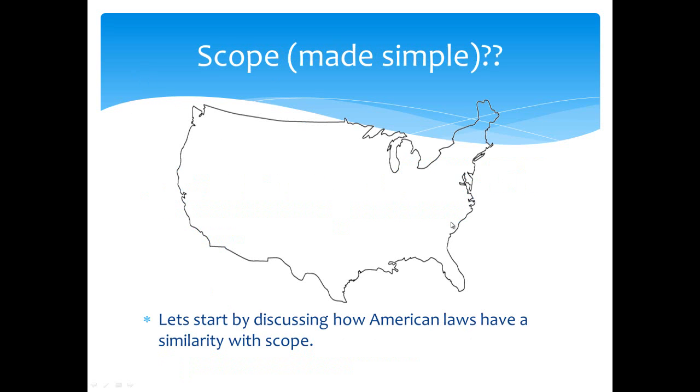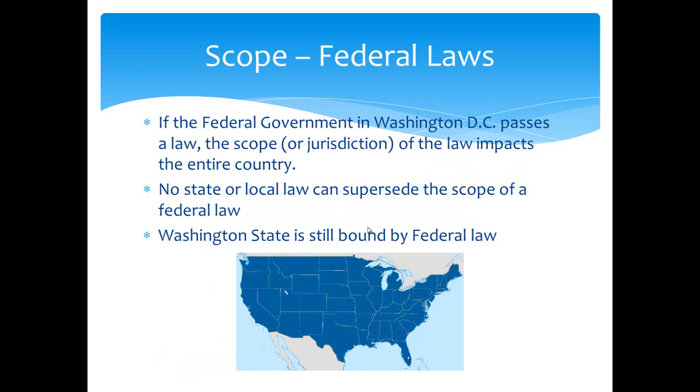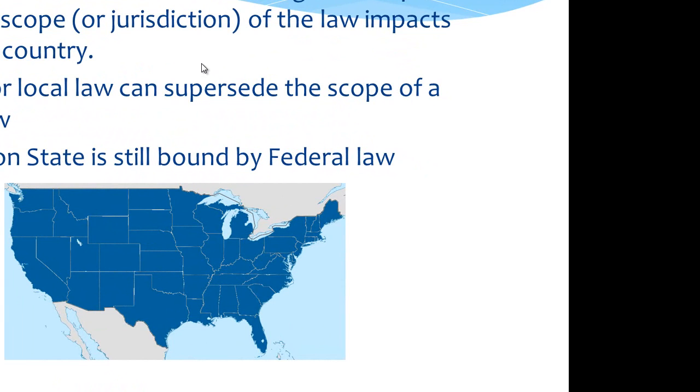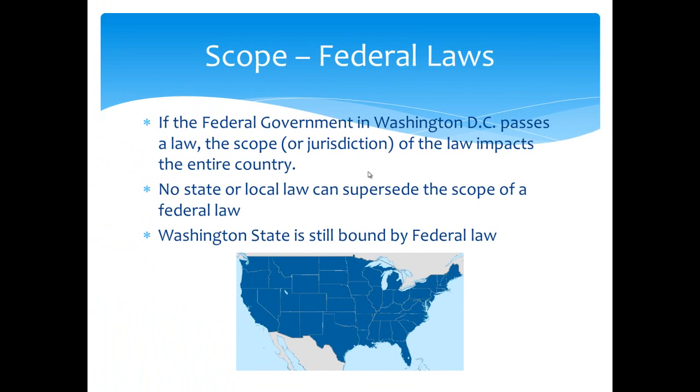So let me give you more examples of scope. Let's put this into perspective, and let's talk about American laws. If a law is passed inside the United States, if the federal government passes a law, we would say that law has a scope or a jurisdiction, if you will, on the entire country, which includes all states and all territories and all property flying the American flag, which would be embassies and such. So it's bound, it's universal. It takes the scope of everybody. So if a federal law is passed in Washington, D.C., Washington State's still bound by that federal law. Okay? And no state or local law can supersede that law, technically.